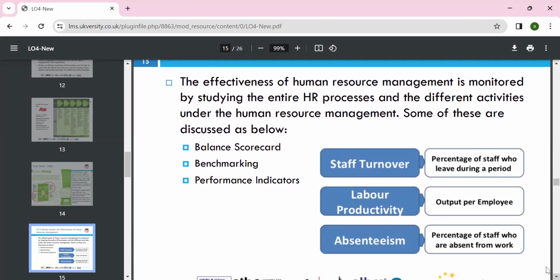HR balanced scorecard, which is quite good, which was given by Norton and Kaplan. The published model is quite good. We do not look at one perspective, we look at many perspectives.